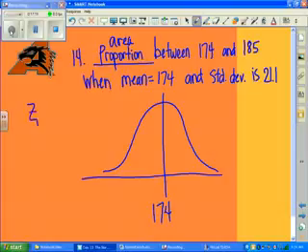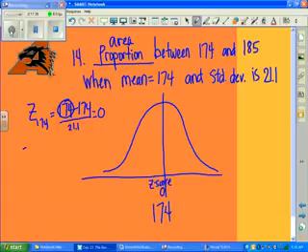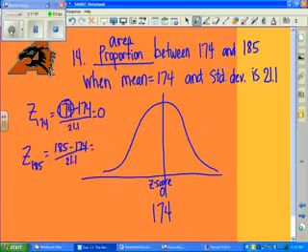So I'm going to find the z-score of 174. Okay, so it should be obvious to you, and this is the data minus the mean over the standard deviation. But it should be obvious to you that since 174 is the mean, it's a z-score of 0. So 174 has a z-score of 0. So let's see what the z-score for 185 is. So that would be 185 minus 174 over 21.1, and that's a z-score of 0.5213.